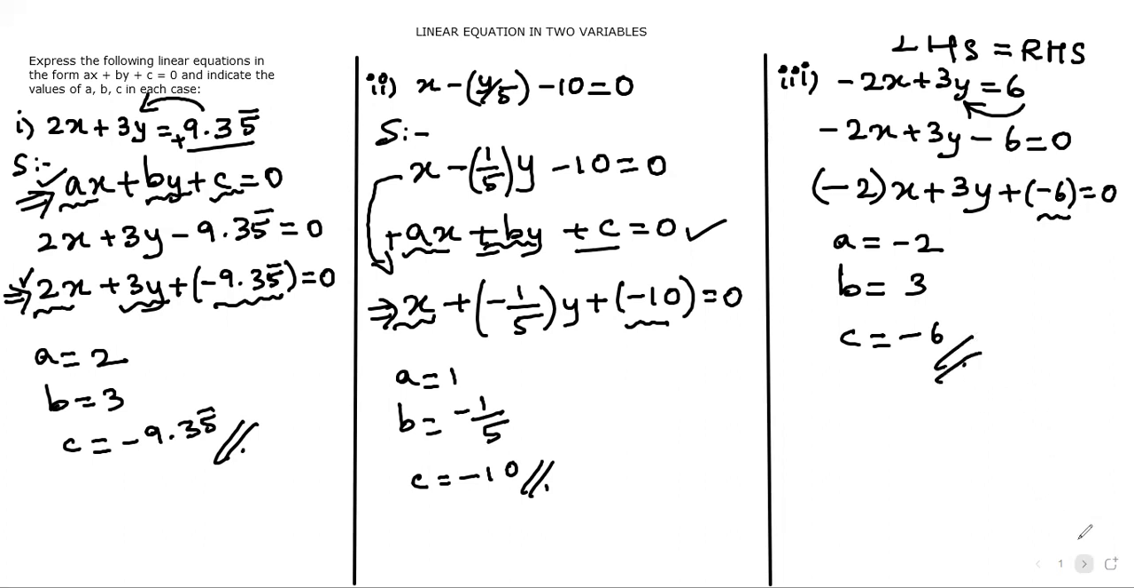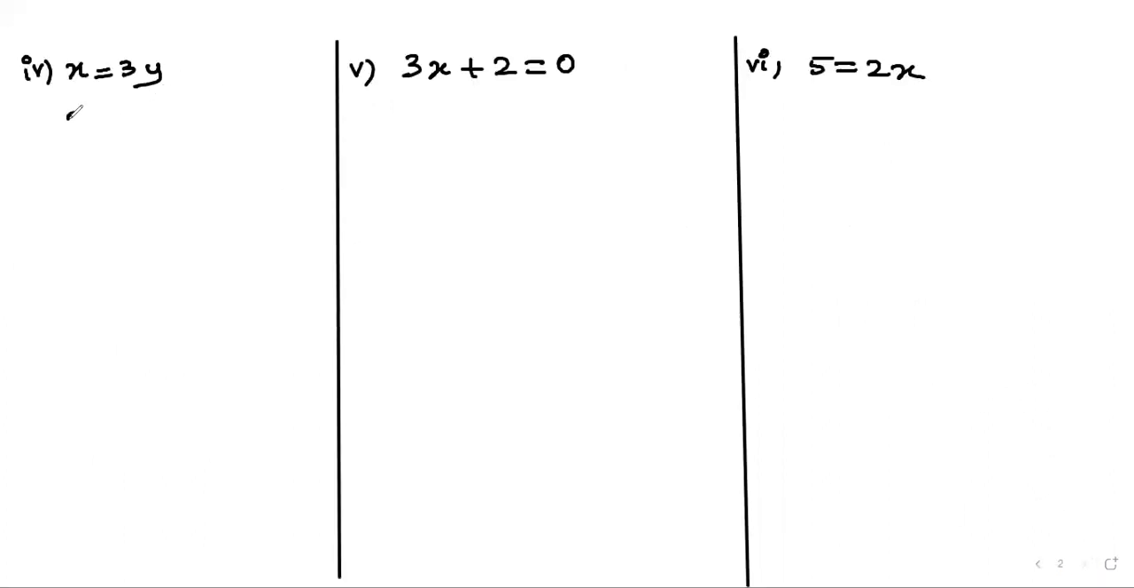So now let us go to the next equation. It is x equal to 3y that is given. So you should just take whatever is in the right hand side to the left hand side. So I can write like this, isn't it? So now what is the equation? ax plus by plus c. This equation is given and you should compare with it.